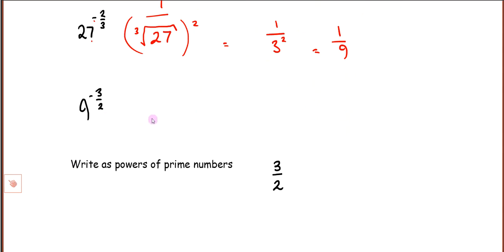This one, same idea, isn't it? It's 9, but square rooted, and then cubed, and then 1 over with the negative. The square root of 9 is 3. 3 cubed is 27, because it's linked with that question, isn't it?